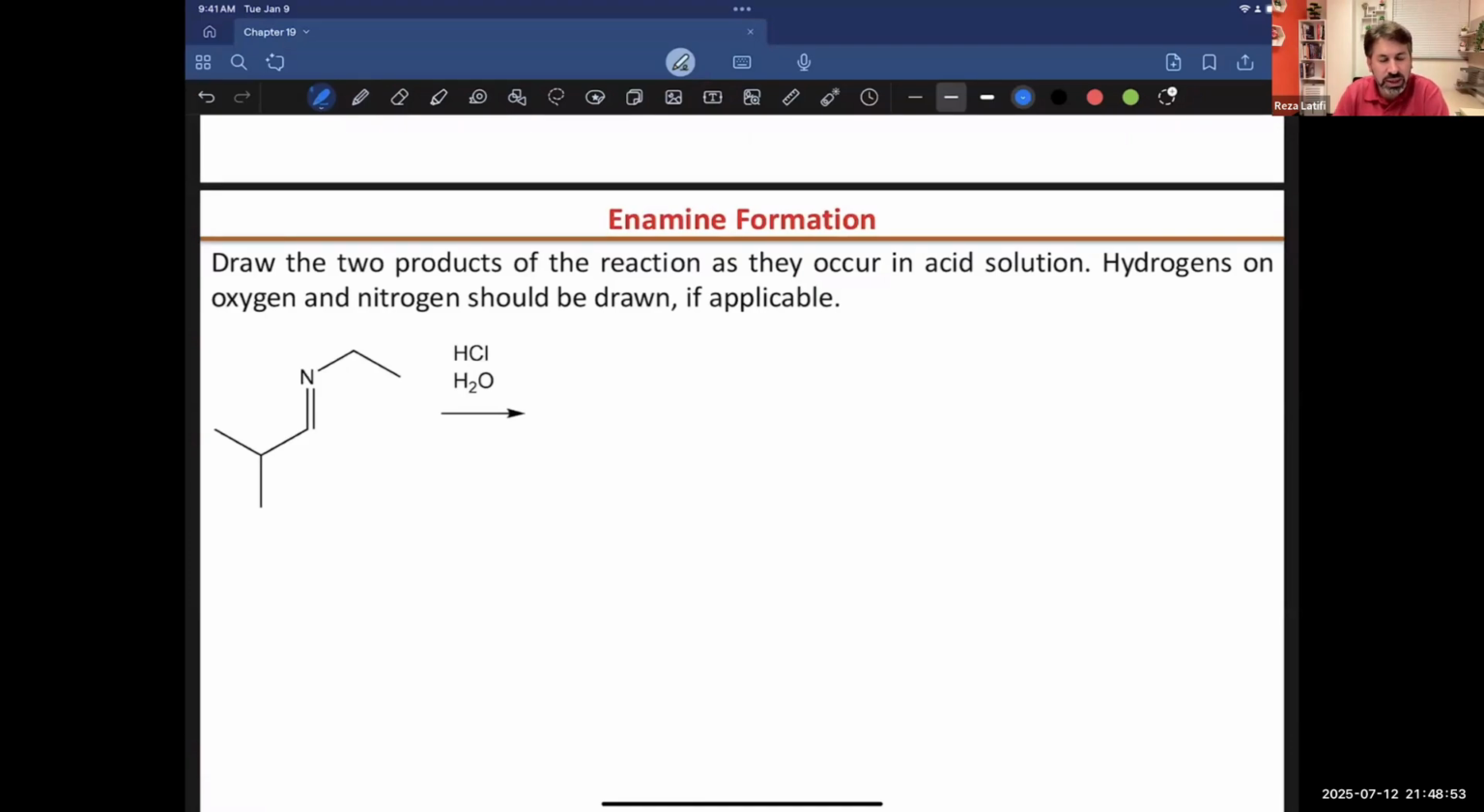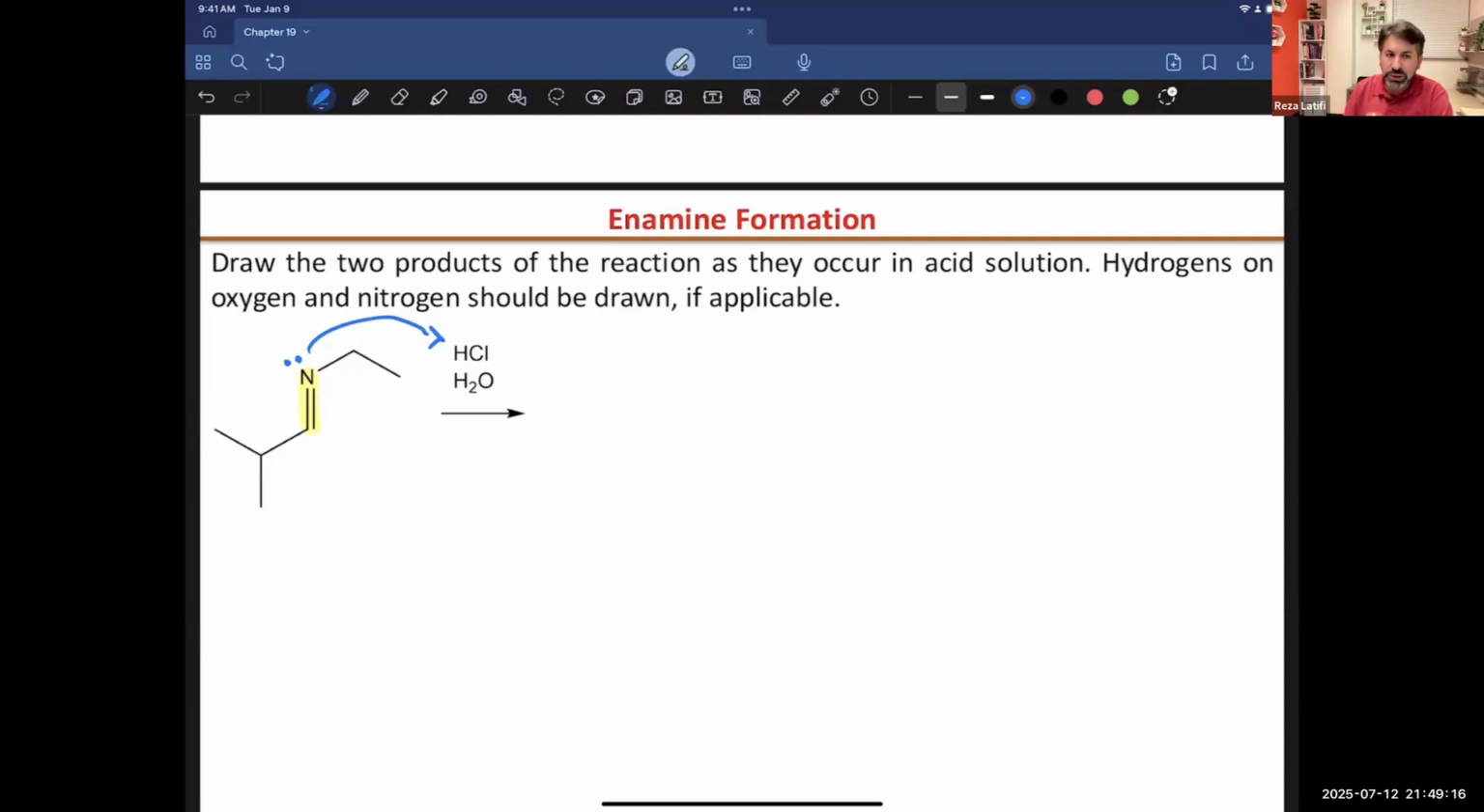Okay, let's practice some examples. I have hydrochloric acid. I added it to water, so technically we have an acidic solution. And the next thing is I see nitrogen attached to carbon through a double bond. Nitrogen has a lone pair. So if you add H plus to the solution, the first thing that's going to happen is that lone pair is going to go after H plus.